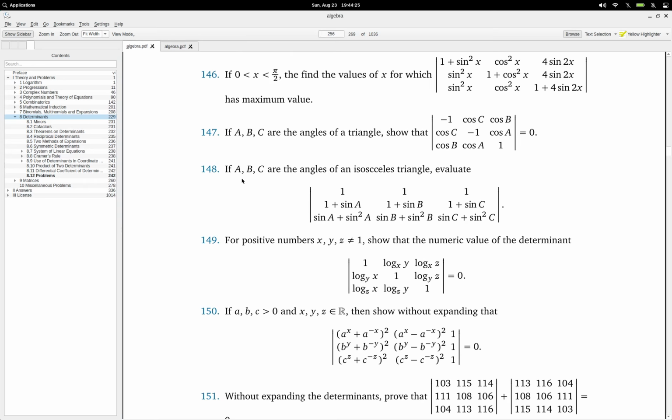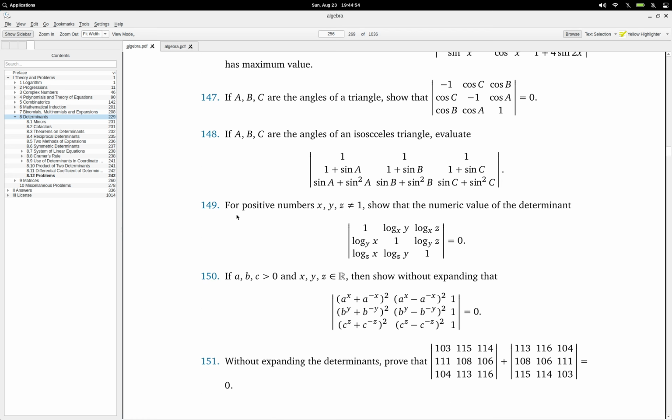Question 148 says that if A, B, C are the angles of an isosceles triangle, evaluate the determinant with rows 1, 1, 1; 1 plus sin A, 1 plus sin B, 1 plus sin C; sin A plus sin square A, sin B plus sin square B, sin C plus sin square C. Now A, B, C are angles of an isosceles triangle, so without loss of generality we can assume A and B are equal. Now if A and B are equal, column 1 and column 2 will become the same, and the determinant will be equal to 0.